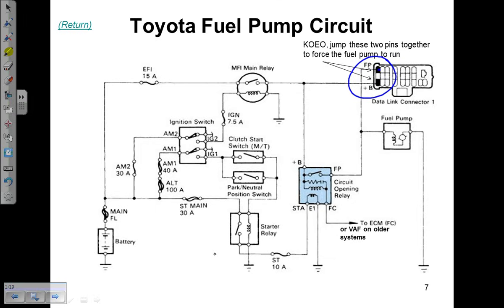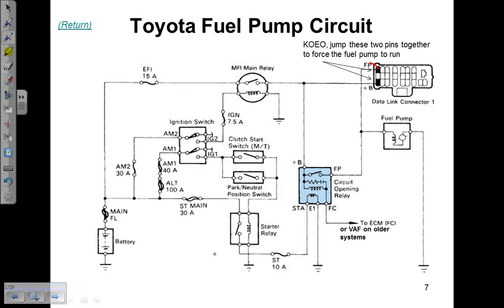You could take a jumper wire from the FP pin to the B plus pin, and what that would do would be directly power our fuel pump circuit from the main relay through our jumper wire. So again, if you want to measure fuel pump current like we did yesterday, you can put a jumper wire in there.